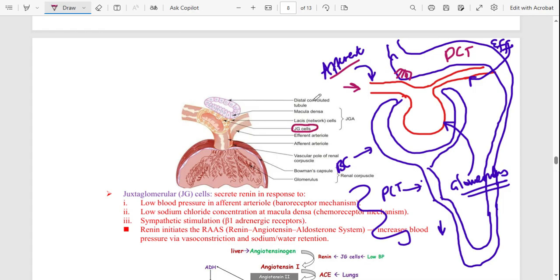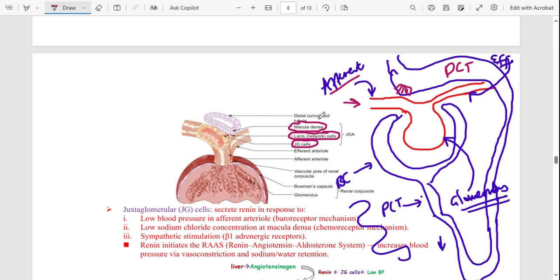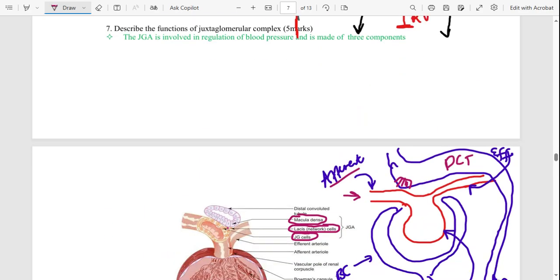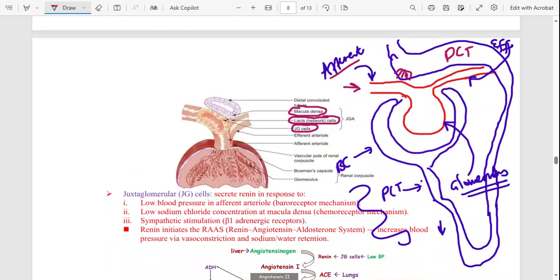So these endothelial cells of the afferent arterioles, we call them the juxtaglomerular cells. So you have the juxtaglomerular cells, you have the macula densa cells, which are cells of the distal convoluted tubule that rests on the afferent arteriole, and then you have cells in between the two. We call those the lacis cells or mesangial cells. So these three things make up what we call the juxtaglomerular apparatus. Now, the question is asking to describe the function of the juxtaglomerular complex. So this is the complex made up of three things.